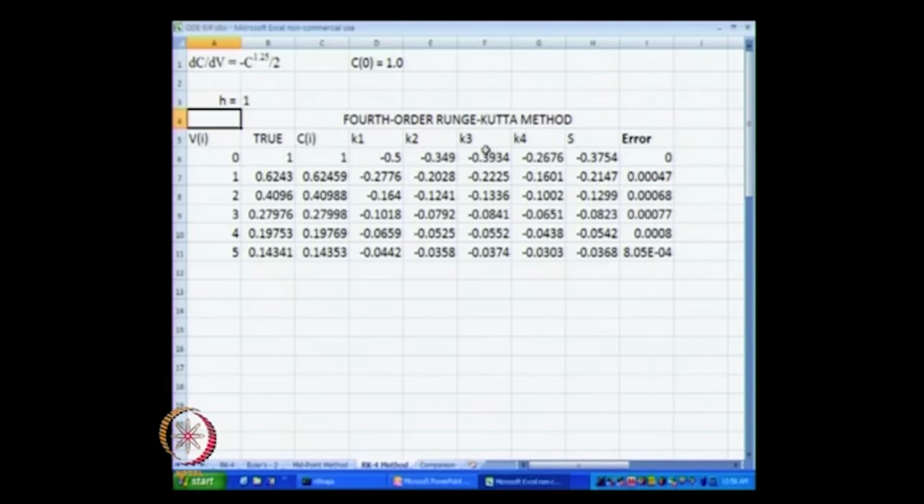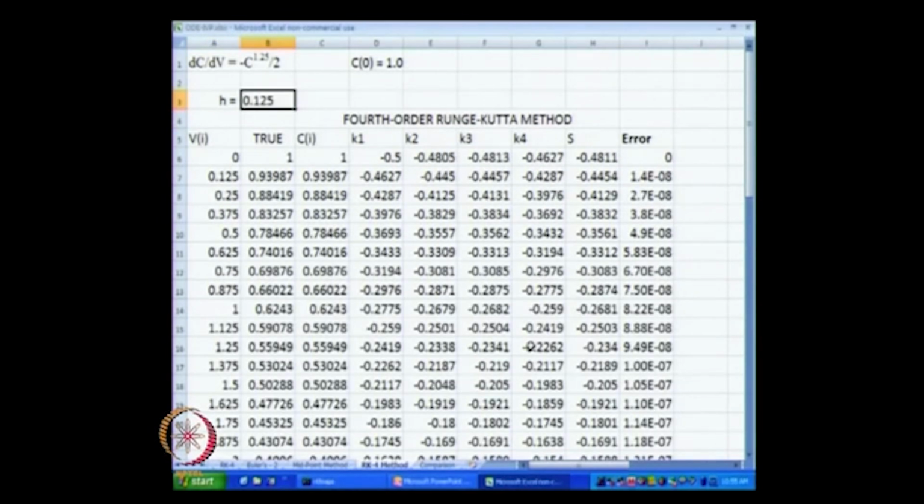This expression we obtained by deriving the design equation for a plug flow reactor. We start with an initial concentration of the reactant equal to 1, and starting with this initial concentration of 1, the actual concentration keeps decreasing as the volume keeps increasing. What we had done is we had used this particular method for various different values of h.